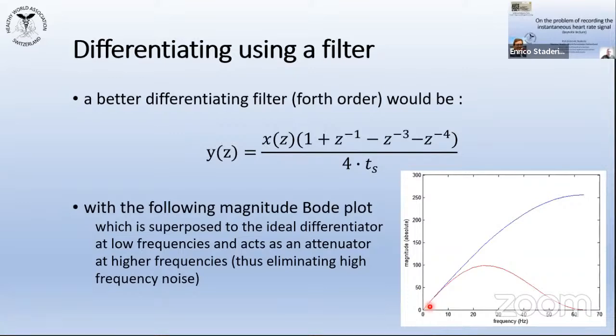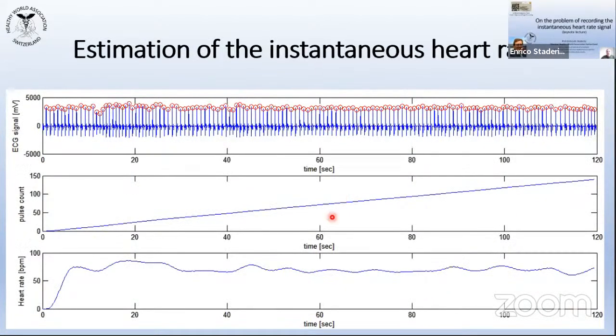And we use this kind of filter for detecting this activity. So we are able to detect the variation in time of the heart rate.